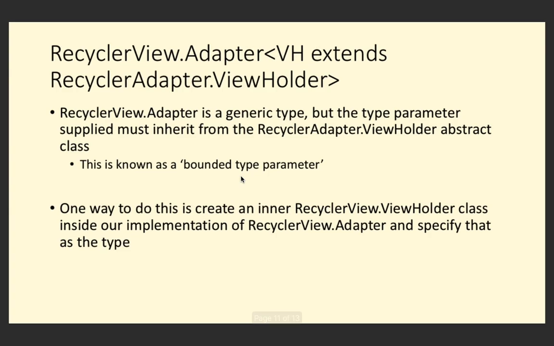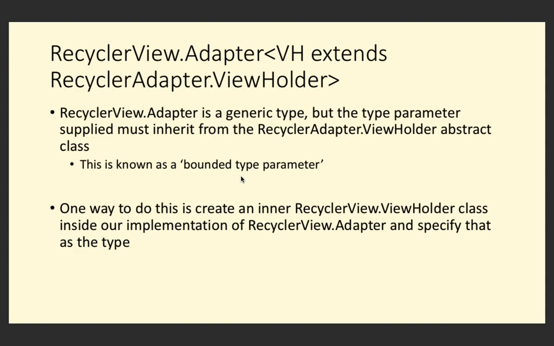Okay, so when we come to look at our RecyclerView adapter, you'll see it has a generic type, but the type parameter we specify must extend RecyclerView.ViewHolder. So it's kind of generic, but it's restricted to being something that extends the RecyclerView.ViewHolder type. That's known as what's called a bounded type parameter.